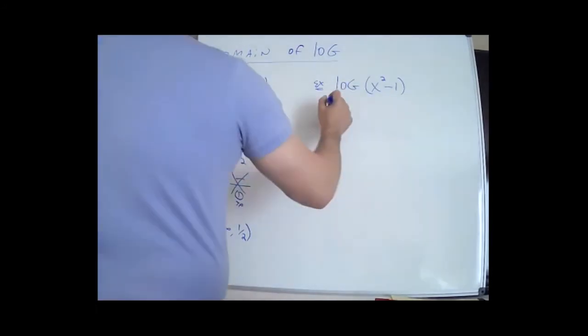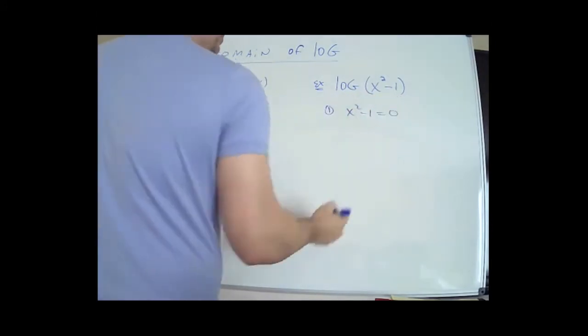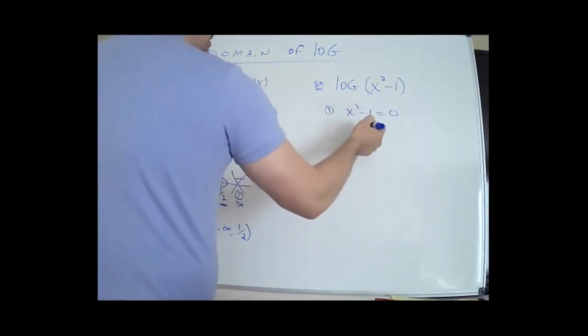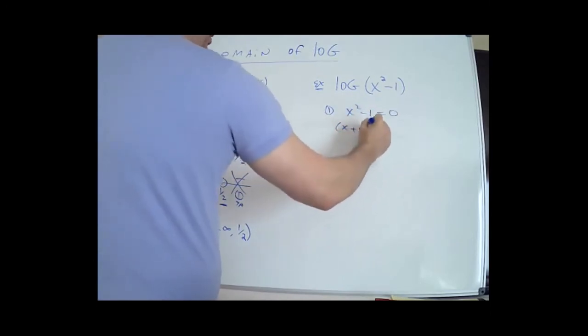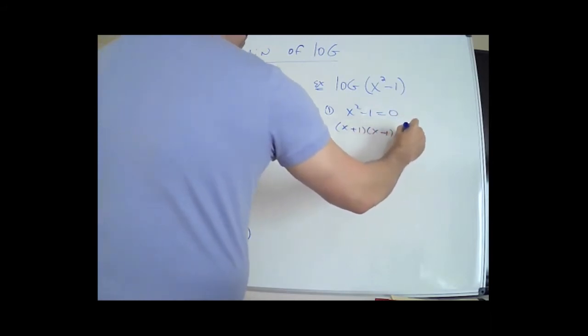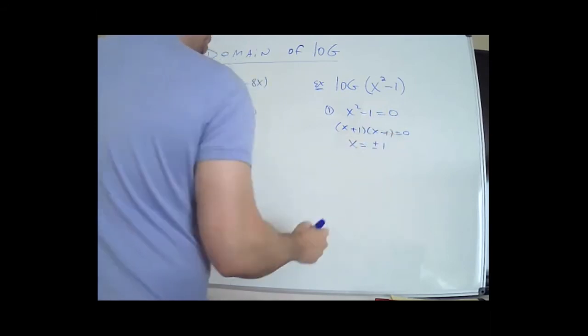So now I'm going to do this one. I'm going to do the same steps. I'm going to take the inside, set it equal to 0, and solve it. You can either factor it, or you can move that number over and take the square root. That might be riskier because you might miss a root. X equals plus or minus 1.